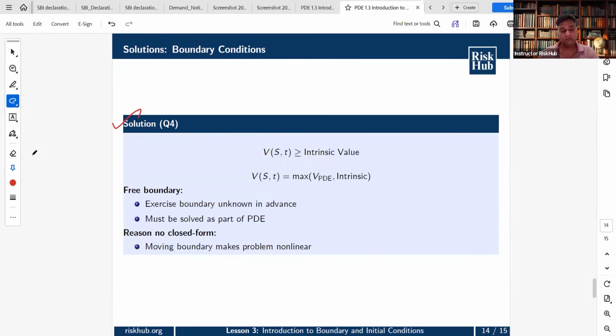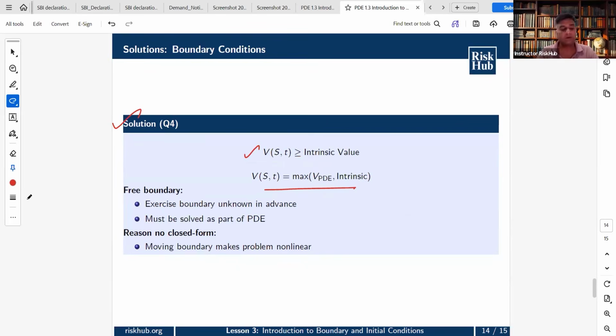Then we have solution question 4. This slide gives you V(S,T) greater than or equal to intrinsic value. V of S comma T is greater than or equal to intrinsic value, right? So V(S,T) is your max of V from the PDE and intrinsic. Again, V(S,T) equals the maximum of V from the PDE and intrinsic value. This is a very important idea for American options.